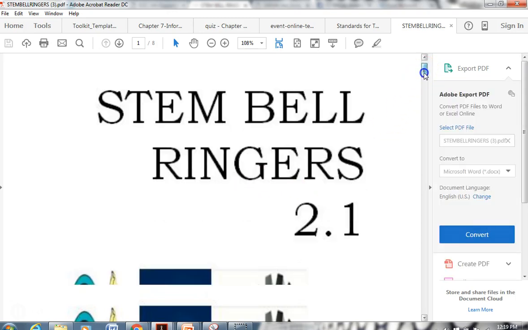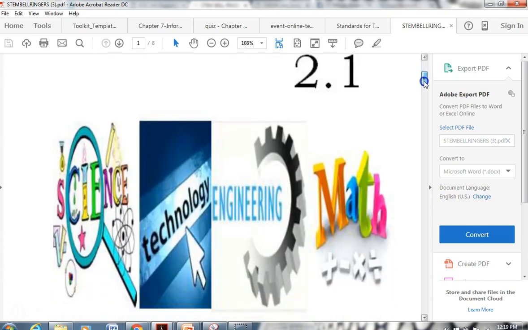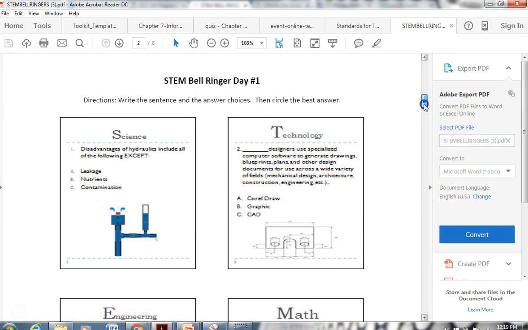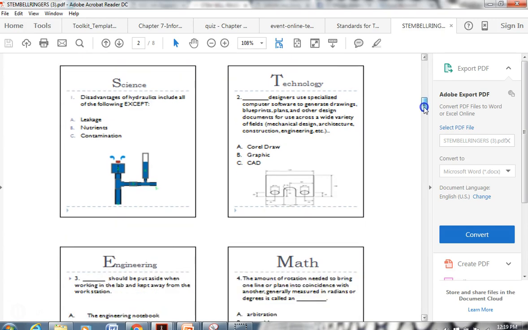Now, I do understand with the use of laptops, sometimes you can't get on the network. You have some issues, but there's a will, there's a way. If you have a desktop or a couple desktops in your room, you can do station activities with this. But this particular thing, this bell ringer, you just put up on the board.